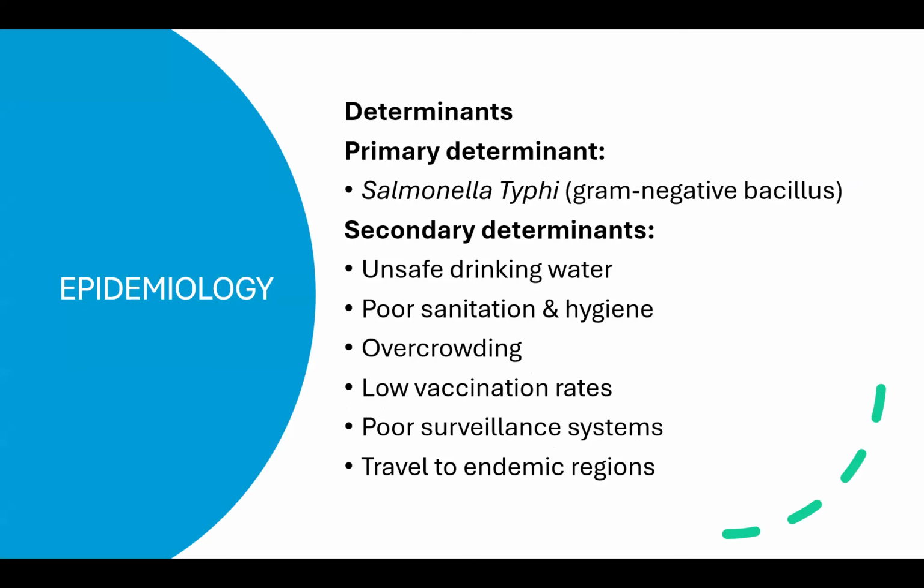So now we come to the determinants. First of all, we have the primary determinant, which is the causative agent, Salmonella Typhi, a gram-negative bacillus. Now we come to secondary determinants, which include unsafe drinking water, poor sanitation and hygiene, overcrowding, low vaccination rate, poor surveillance system, and travel to endemic regions.